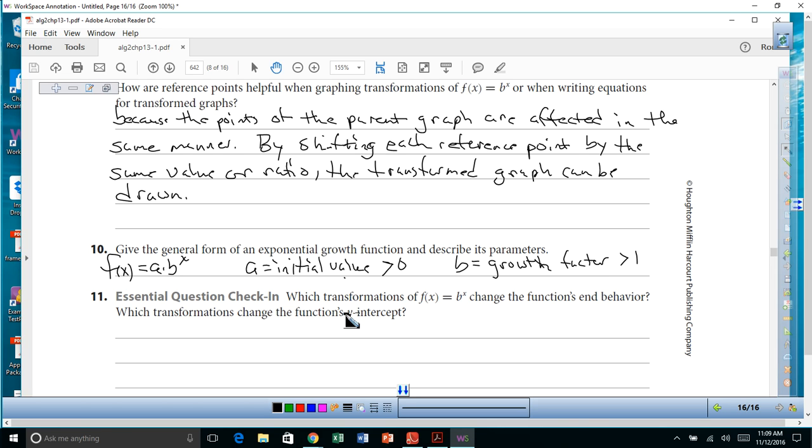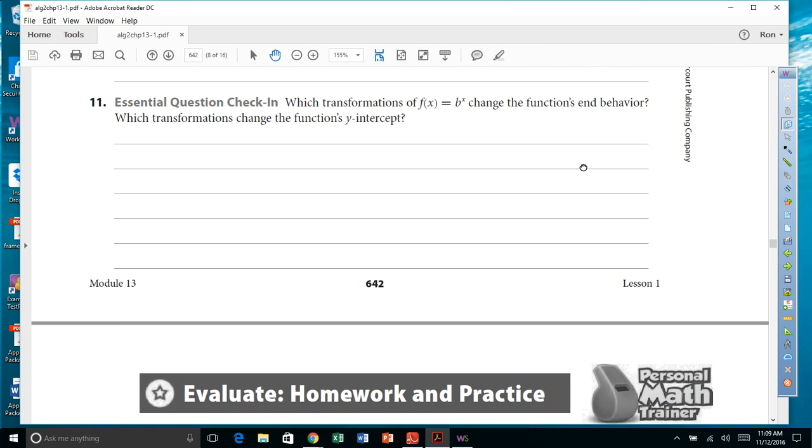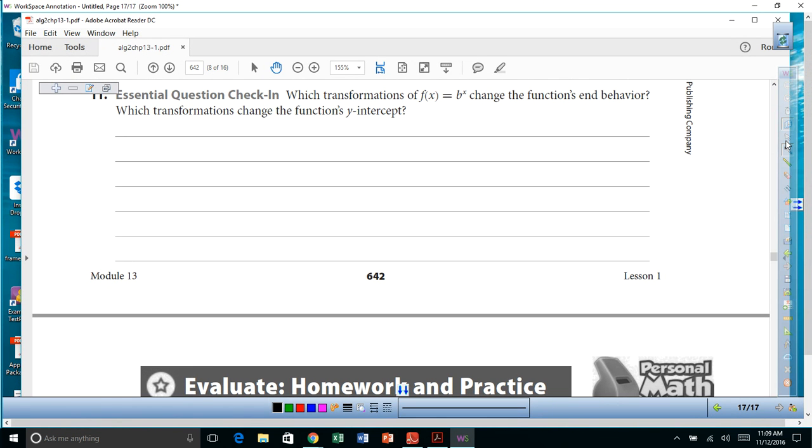Essential check-in. Which transformations of f of x equals b to the x change the function's end behavior? Which ones change it? Reflections across the x-axis change the function's end behavior by making the reflected function increase toward the asymptote as x approaches negative infinity and decrease towards negative infinity as x approaches infinity.